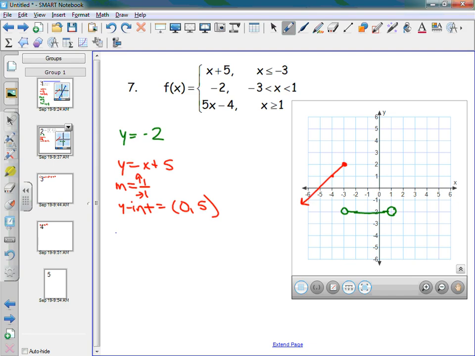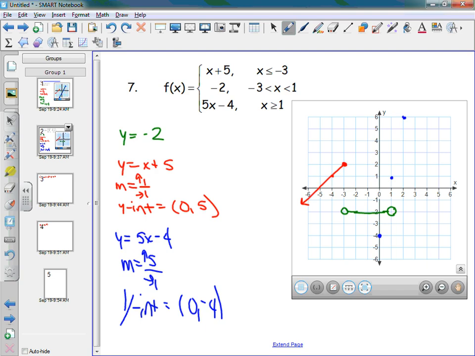My last one is going to be y is equal to 5x minus 4. So what's my slope? 5/1, up 5 to the right 1. And what's my b value, my y-intercept? 0, -4. So I'm going to start at 0, -4. That puts me right here. And I'm going to go up 5 units to the right one, up 5 units to the right one.